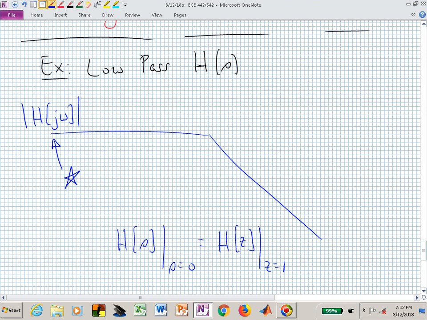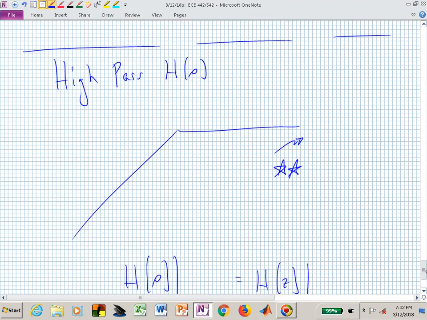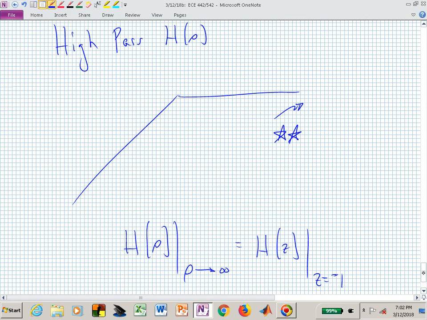If, on the other hand, H of S was high pass, then you would let S go off to infinity in H of S, and that will give you some number. And you would now use that number to solve for the unknown gain in your H of Z, and you would use Z equal to minus 1 in your H of Z formula. You could now solve for the gain K in H of Z, and now you have the overall transfer function in your discrete equivalent using pole zero mapping.